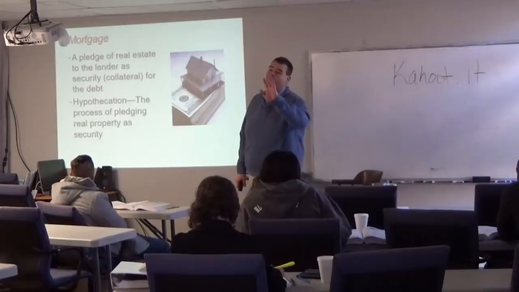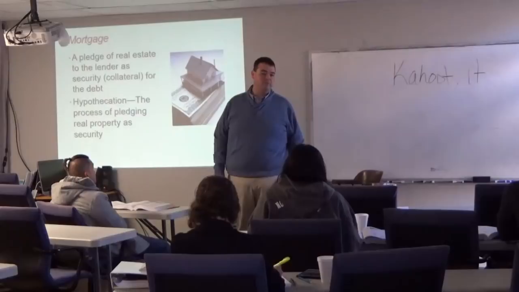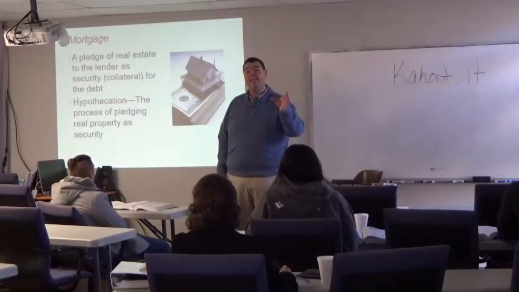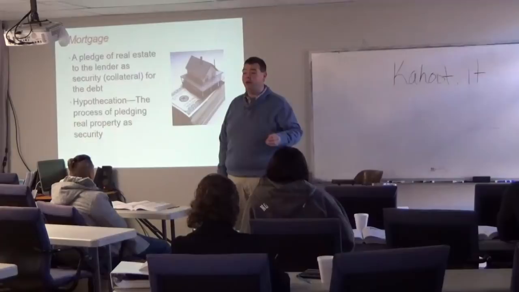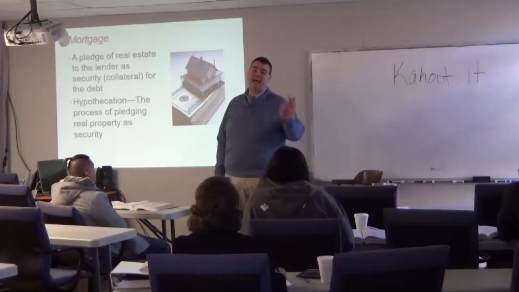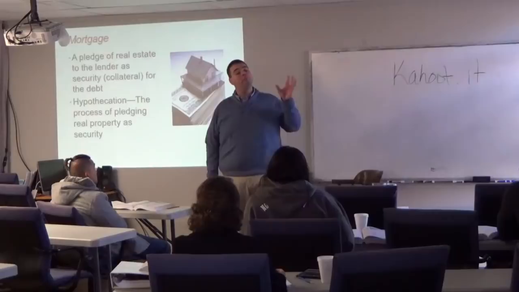So let me ask you a question. Who owns the collateral? Is it the lender or is it the borrower? What's the collateral? The borrower. Because what is the collateral? The property, right? Home, property, whatever property we're talking about is the collateral. So, when we talk about who could pledge it as collateral, is that going to be the lender or the borrower? That's going to be the borrower who can pledge this thing as collateral.